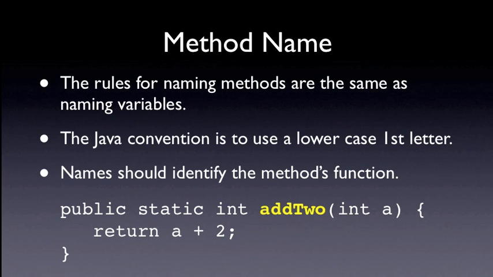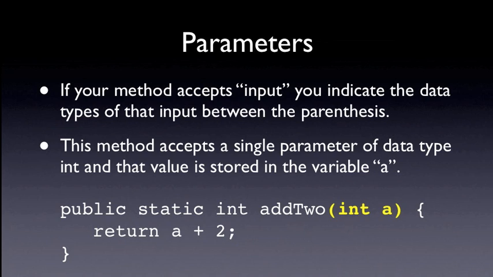Basically, naming methods follows the same rules as naming variables. The one thing is that when you name methods, you give them descriptive names. And I think you'll see in all of my examples, I've used very descriptive names for my methods. Finally, we have the parameters.